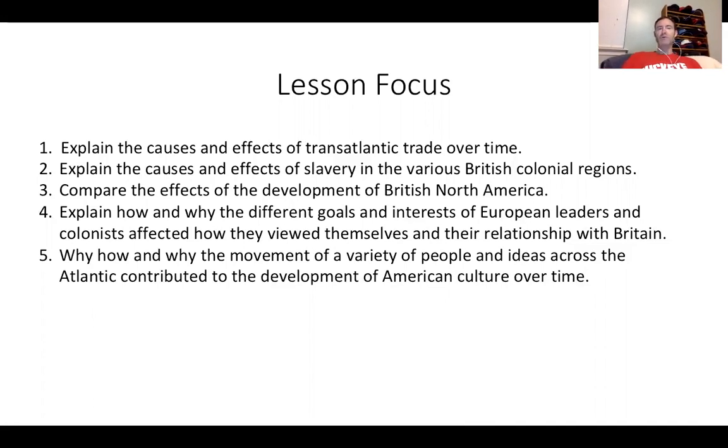And then last, we want to explain how and why the movement of a variety of people and ideas across the Atlantic contributed to the development of American culture over time. This essentially, guys, brings us to 3 major themes, and that is going to be work, exchange, and technology. It's also going to deal with social development to an extent and America's place in the world. So I tell you what, let's get started.